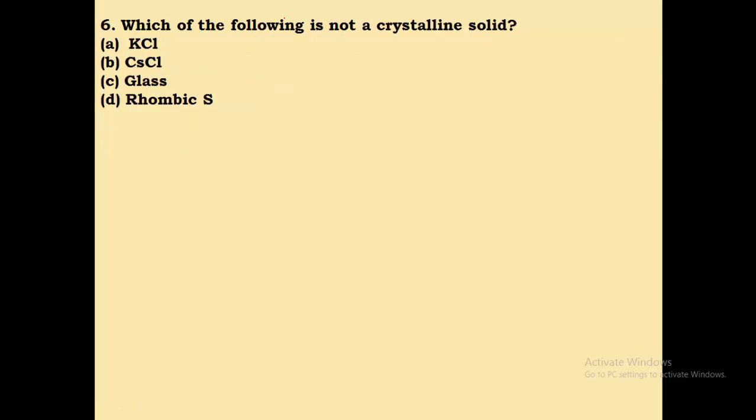Sixth one, which of the following is not a crystalline solid? If you know the examples of amorphous and crystalline solids, you can easily answer this. KCl, potassium chloride, is a crystalline solid. Cesium chloride is also a crystalline solid. Rhombic sulfur, rhombic means it has a definite shape, that means it is a crystalline solid. Glass is an example of an amorphous solid because it has the ability to flow. That's why it is known as a supercooled liquid or pseudo solid. So option C is right. It is not a crystalline solid.